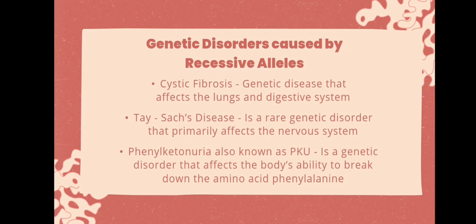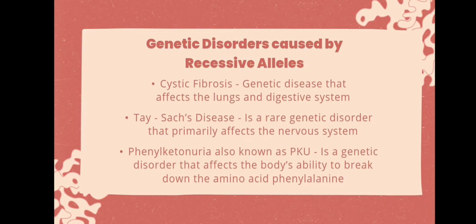First is cystic fibrosis. Cystic fibrosis is a genetic disorder that primarily affects the lungs and digestive system. Second is Tay-Sachs disease. Tay-Sachs disease is a rare genetic disorder that primarily affects the nervous system. And third is phenylketonuria, also known as PKU. Phenylketonuria, or PKU, is a genetic disorder that affects the body's ability to break down the amino acid phenylalanine.